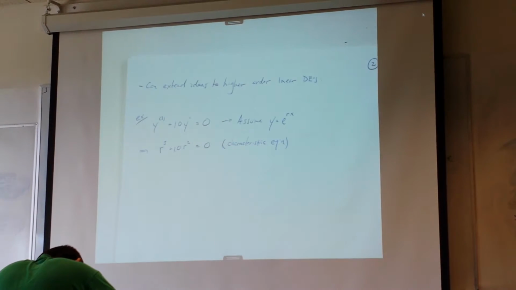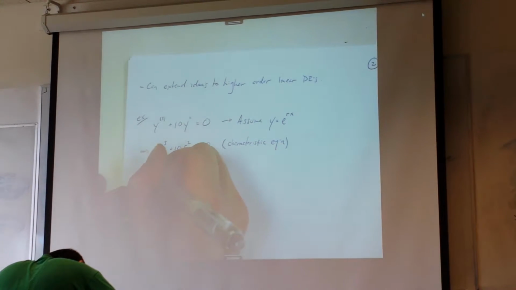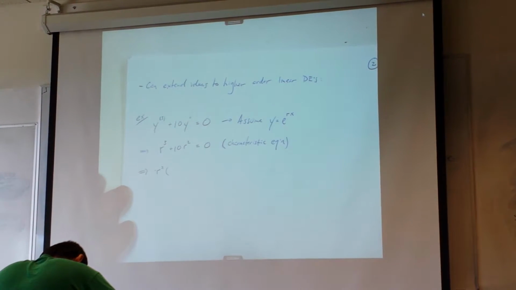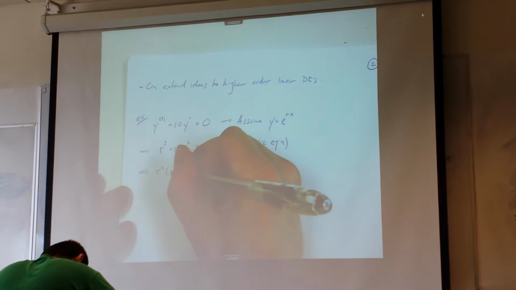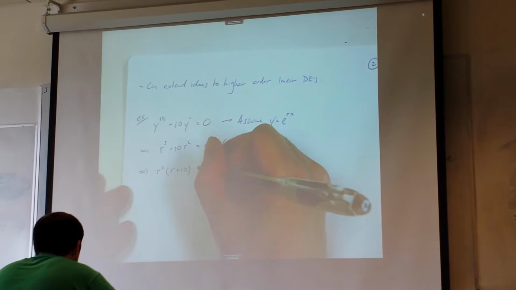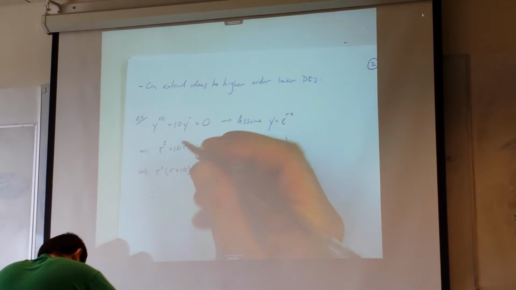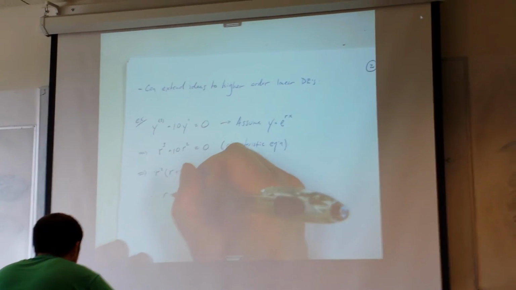So this one, how does this factor? I'm going to factor an r squared out of it: r squared times r plus 10. Good news is there are no complex solutions to this. They're all real values. What are they? 0, 0, and negative 10. So r equals 0.